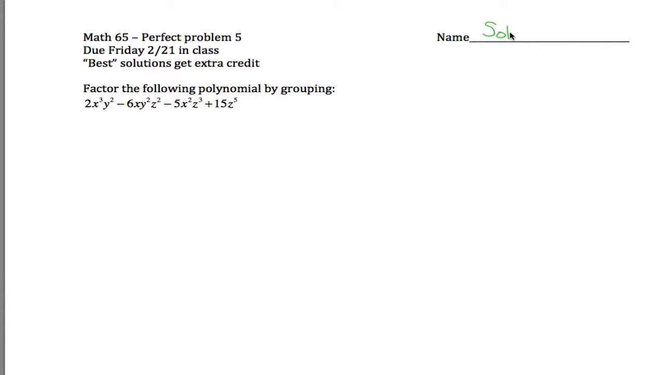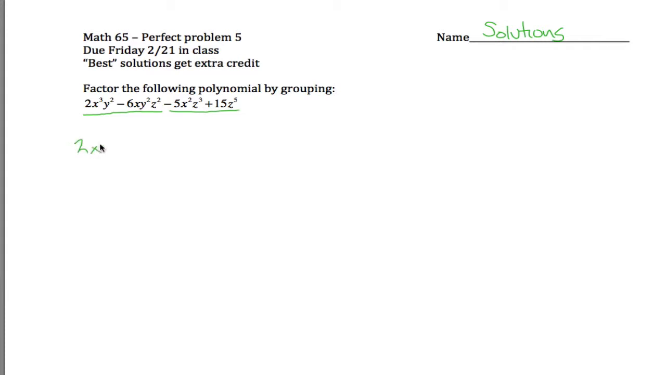All right, here are our solutions for perfect problem 5 for math 65. We're asked to factor this mess of a polynomial. What do we got? 3 variables going on here. And specifically factor it by grouping. So the way you factor by grouping is you kind of pair up your terms. Make this our first group here, and this our second group here.